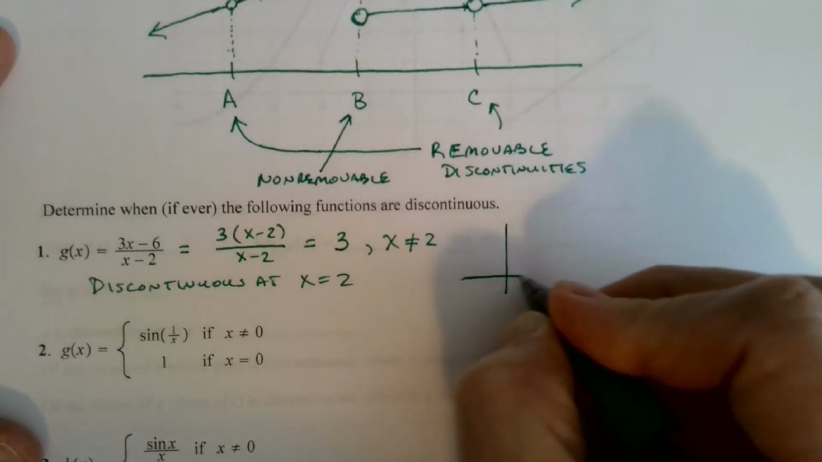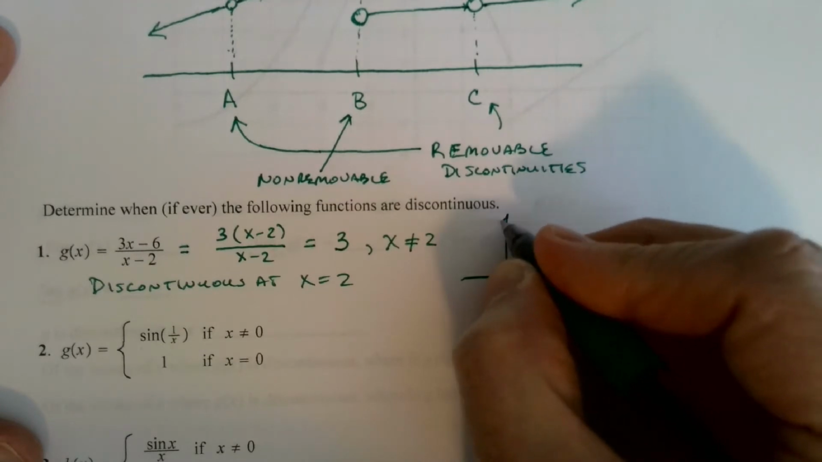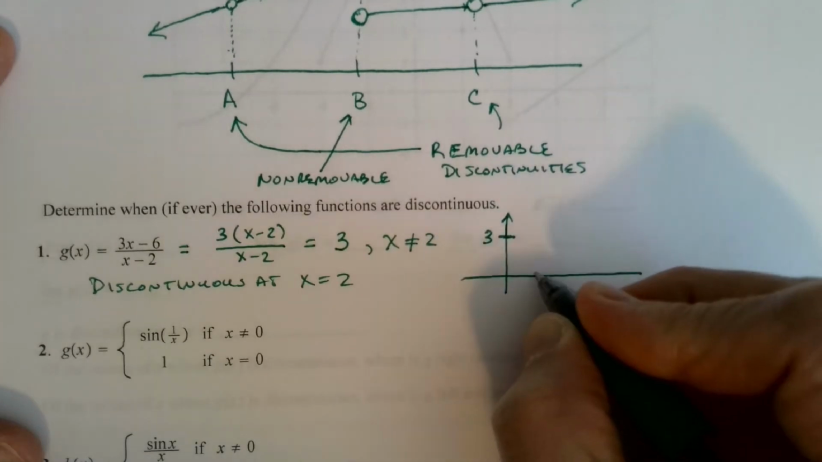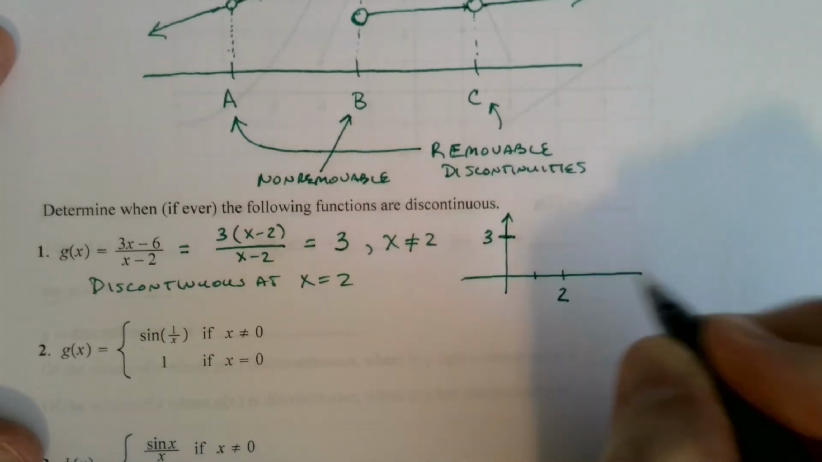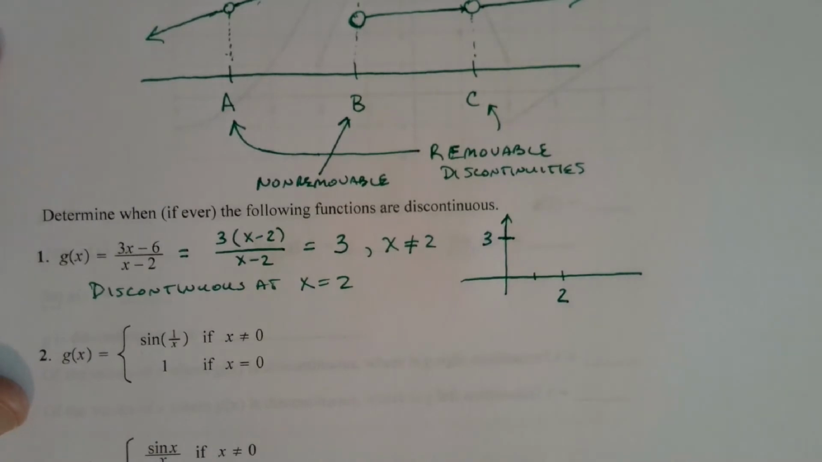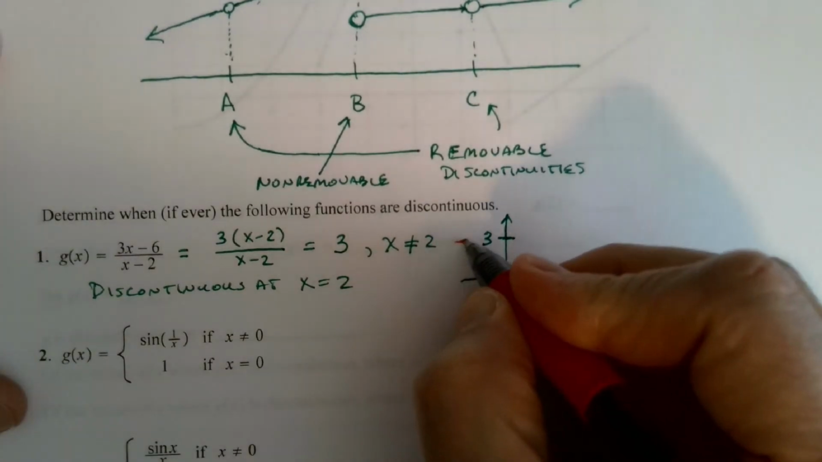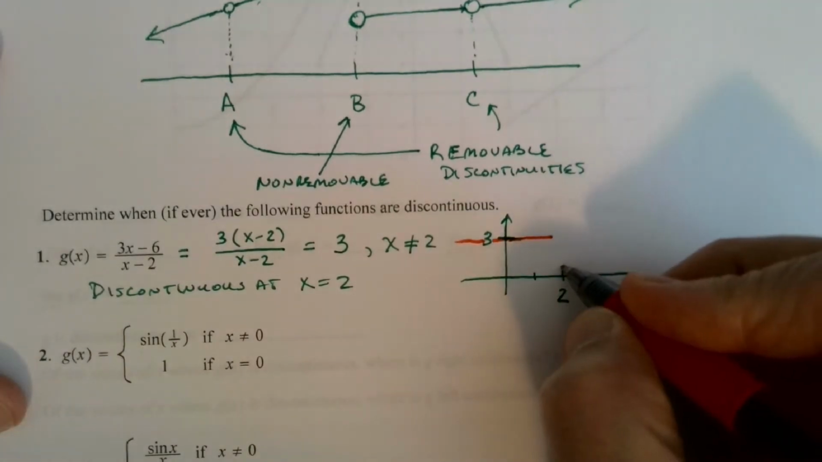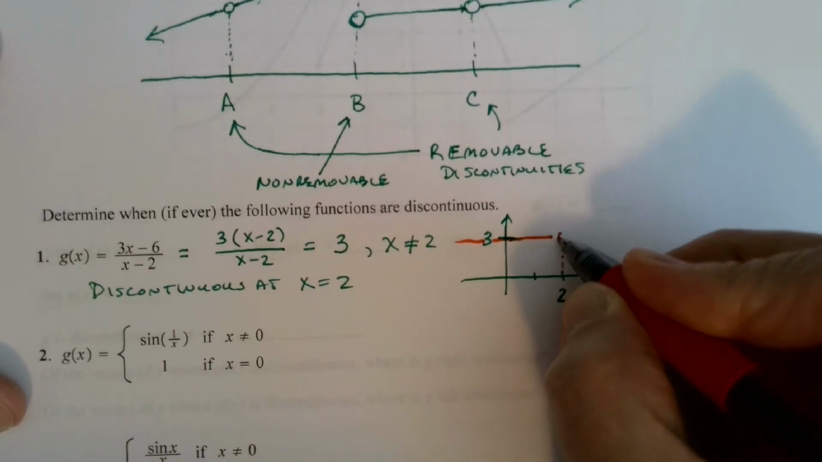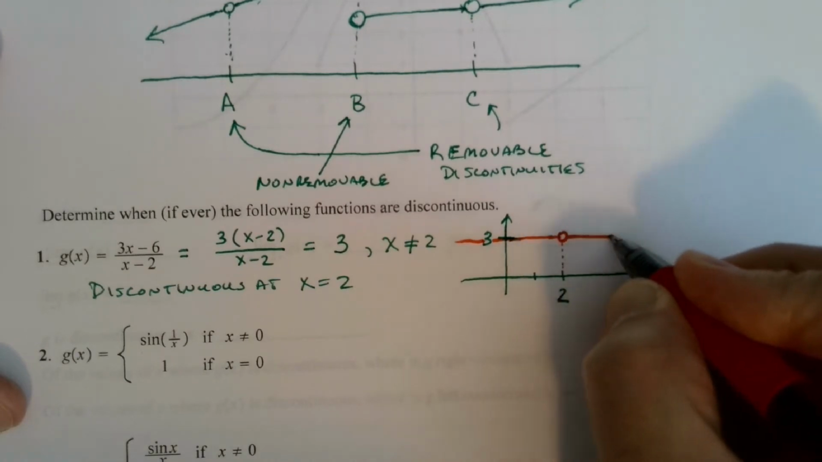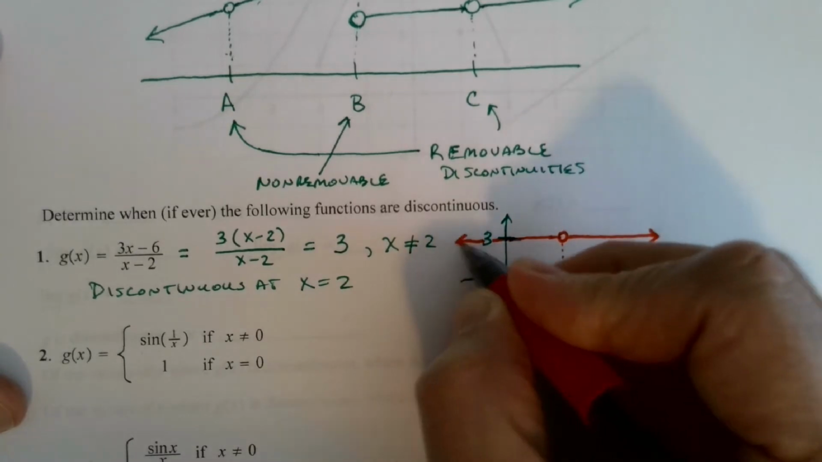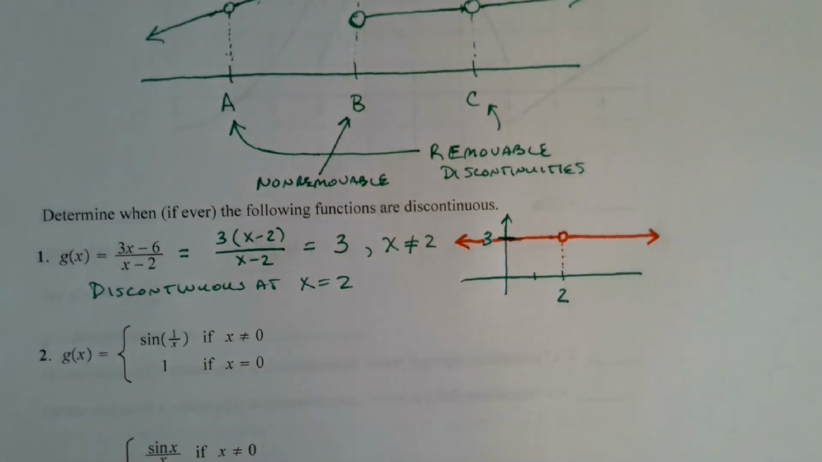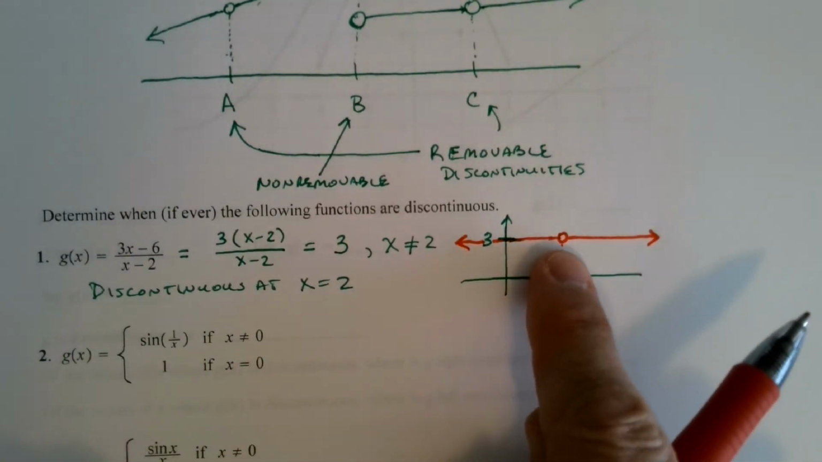Well, the graph of g of x equals 3 looks like what again? It's a constant function. Height is always at 3. But the problem is that's only true for values of x not equal to 2. And so what's happening is the height of the function is always 3, always 3 until right here at 2, where we have a hole. So the graph of g of x, 3x minus 6 divided by x minus 2, that's what the graph looks like. There's a hole right at x equals 2.